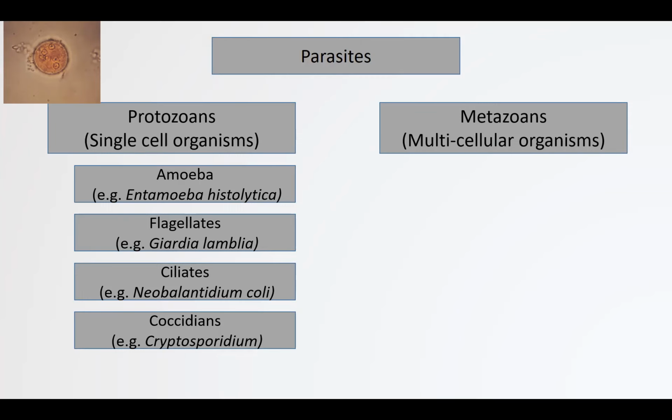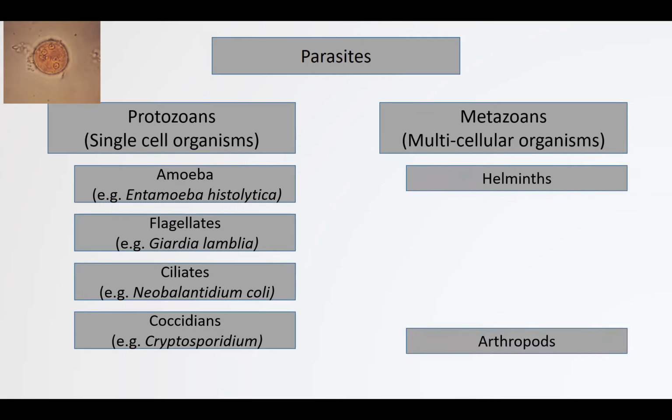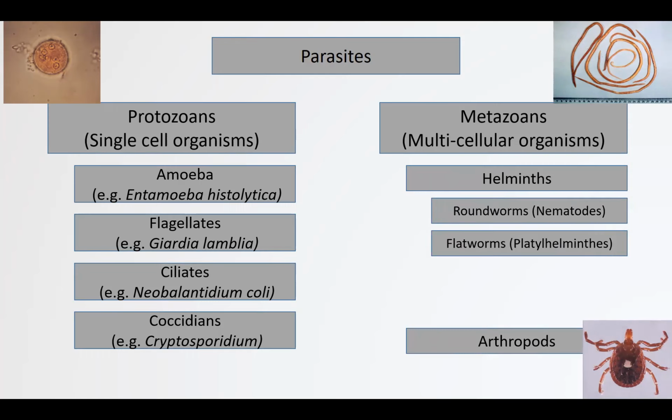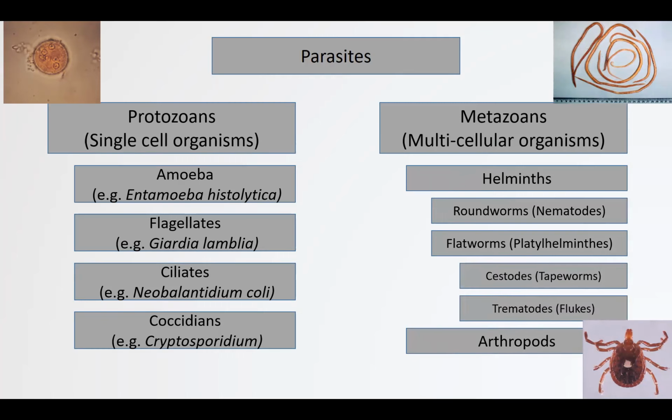The metazoans are divided up basically into helminths, which are the worms, and then arthropods, the ectoparasites that live on the outside of a human body. So ticks, lice, bed bugs, mites, those kind of bugs. And if we want to divide up further, you can divide the worms up into roundworms and flatworms, and the flatworms are divided up into tapeworms and flukes. So that's pretty much all the bugs.